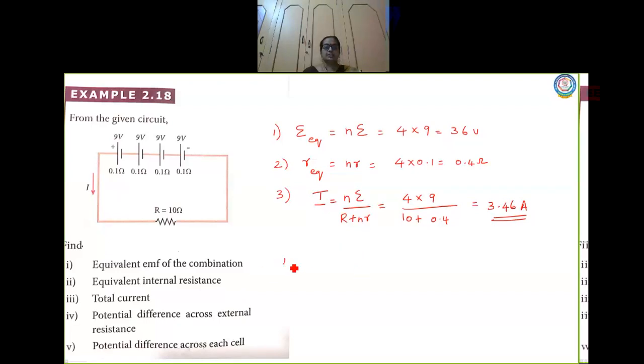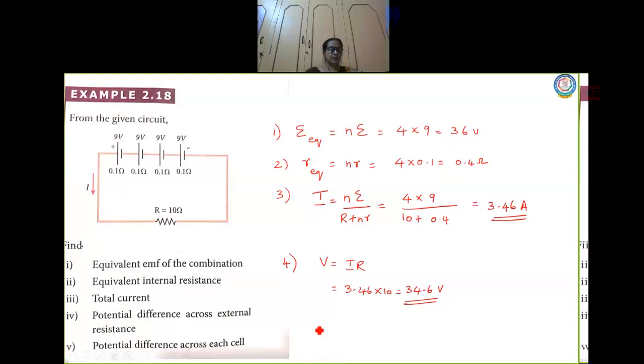Fourth one. What is the potential difference across the external resistance? Now potential difference across this external resistance is what I should find out. So the formula is V is equal to I into R. Okay, so potential difference across the external resistance V is equal to I into R. Now what is the current? Current is 3.46 into 10, which is equal to 34.6 volt.